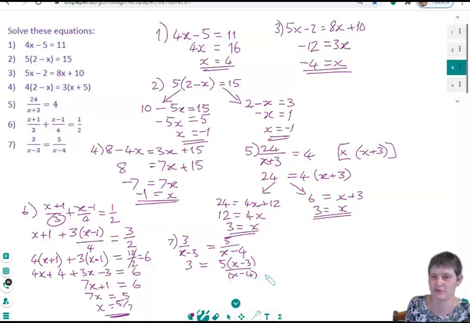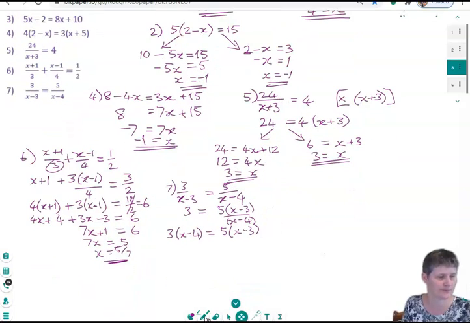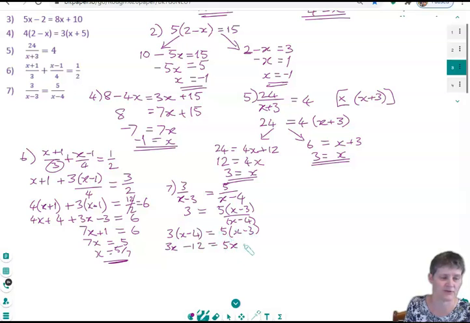And if we multiply everything by x minus 4, we get 3 lots of x minus 4 equals 5 lots of x minus 3 divided by x minus 4 times x minus 4. They cancel out, so it's just this. So expand the brackets because we haven't got a common factor there. So we do 3x minus 12 equals 5x. 5 times minus 3 is minus 15.